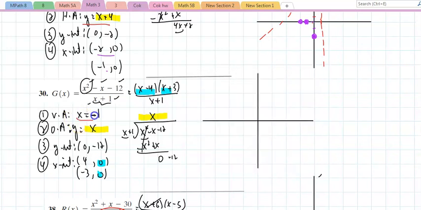Okay, vertical asymptote x equal -1. So the point is, anybody looking at this could tell you what the domain is. X can never be -1. It doesn't matter what the rest is, but domain is always vertical asymptotes. Y equal x, 0, 0, 1, 1. The graph must pass through intercepts 0, -12, 4, 0, -3, 0.